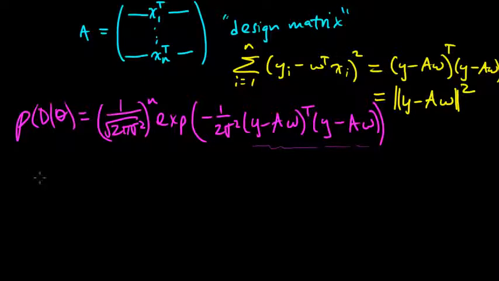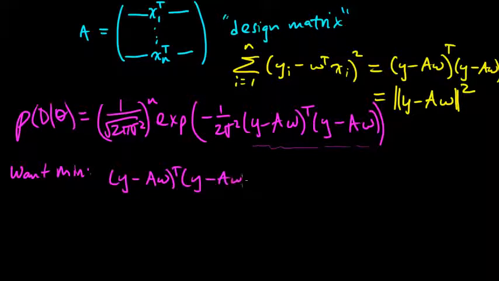So in other words, our goal is to minimize, over W, y minus AW transpose times y minus AW, just the square of this norm. Okay, so let's see what we can do with that.